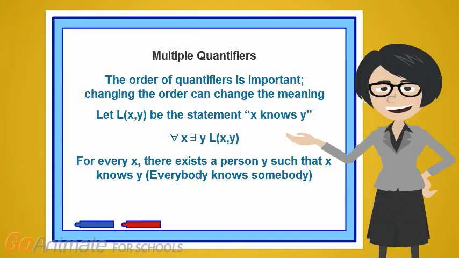Let L(x, y) be the statement x knows y. If we have ∀x ∃y L(x, y), then the statement becomes, for every x, there exists a person y such that x knows y. In other words, everybody knows somebody.